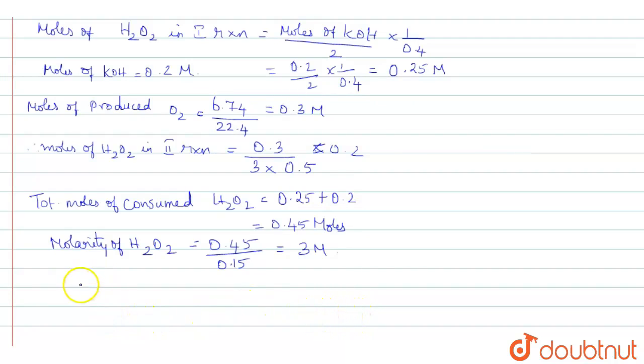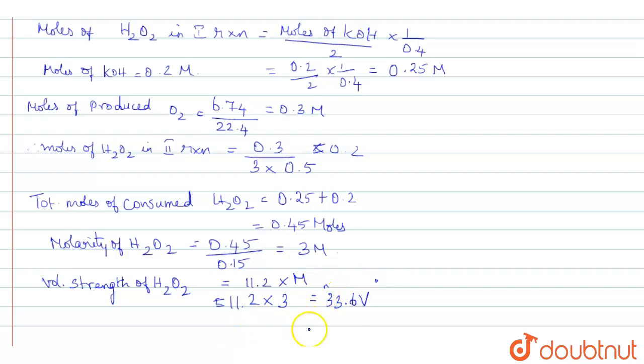The next step is the volume strength of H2O2. The volume strength of H2O2 is given by the formula 11.2 into molarity, that is 11.2 into 3, which will be equal to 33.6 volume. So I came to a conclusion that the volume strength of H2O2 is 33.6 volt.